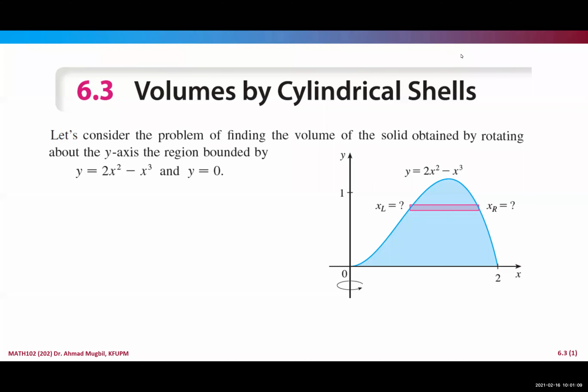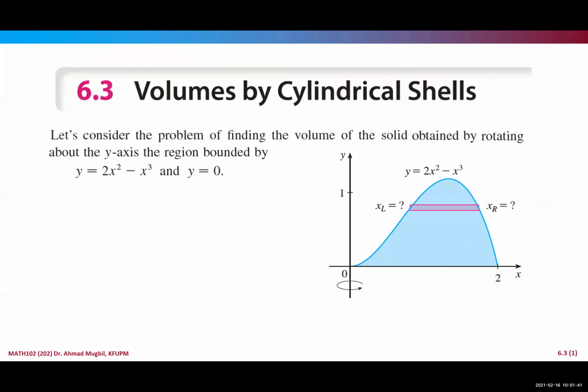To see why we need this method, and why in most regions it is better than the other methods, let's consider the problem of finding the volume of the following solid. What is this solid? It is the solid obtained by rotating the following region, the region bounded between 2x squared minus x cubed and y equals 0. Let's assume that we are able to sketch this one.